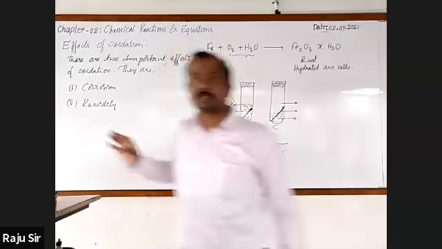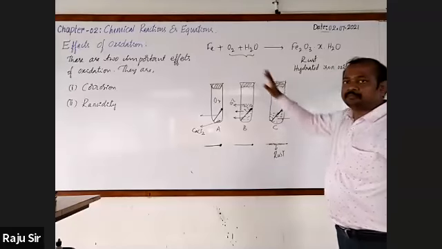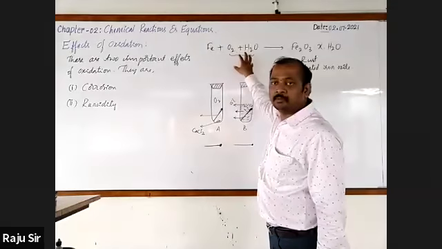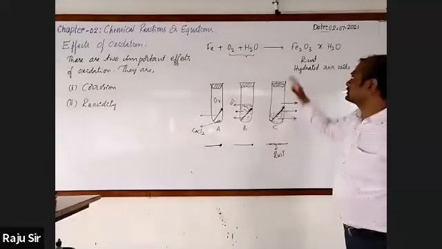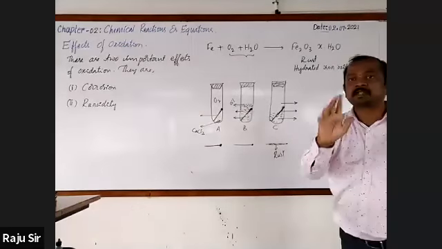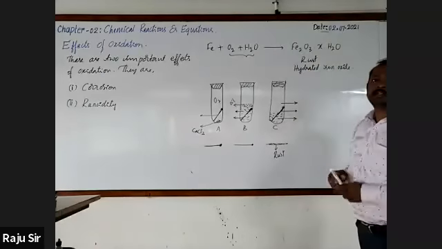Understood? Yes, sir. This is about rusting of iron. Let me tell you about rusting of iron. The process in which iron reacts with moisture to form a brown flaky substance called hydrated iron oxide is known as rusting. And the chemical formula of rust is Fe2O3.xH2O. Want to balance the chemical equation?